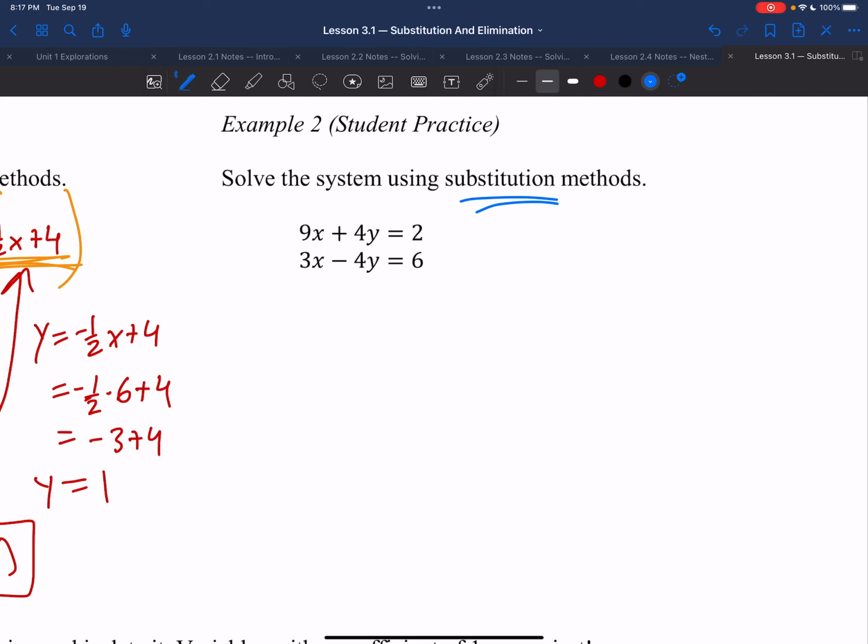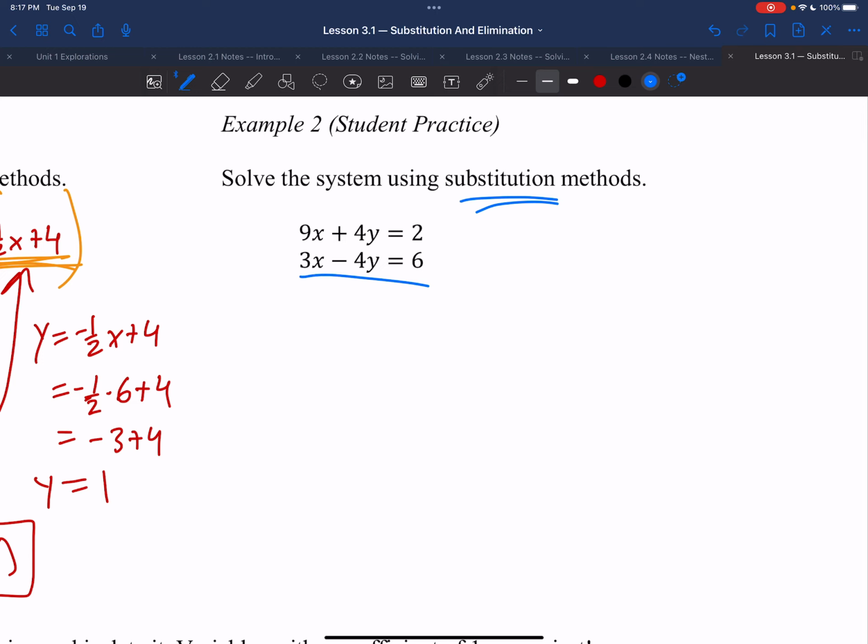So anyway, we need to pick a variable to isolate. We have x, y, x, and y, and they all have coefficients that aren't 1. That sucks. So what should I do? How can I go about this? I'm just going to pick one. I'm going to pick the second equation, and I'm going to isolate y. That's just my choice. You may choose any one of these. It is perfectly okay.